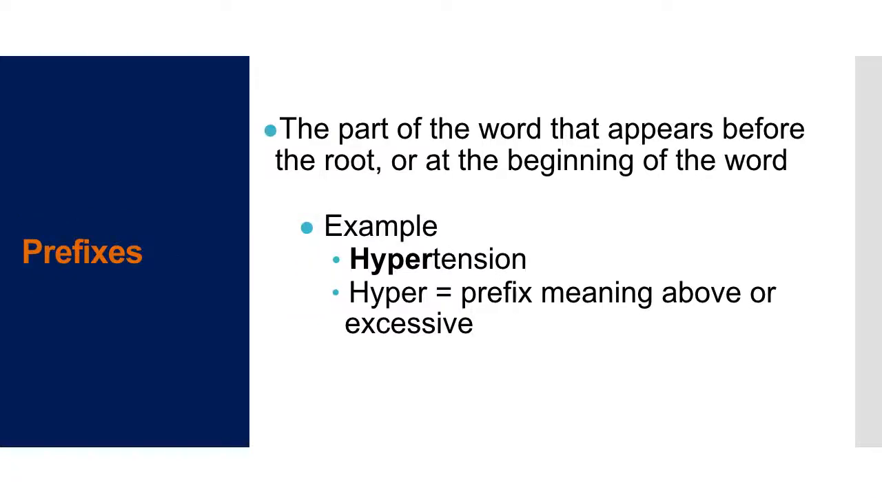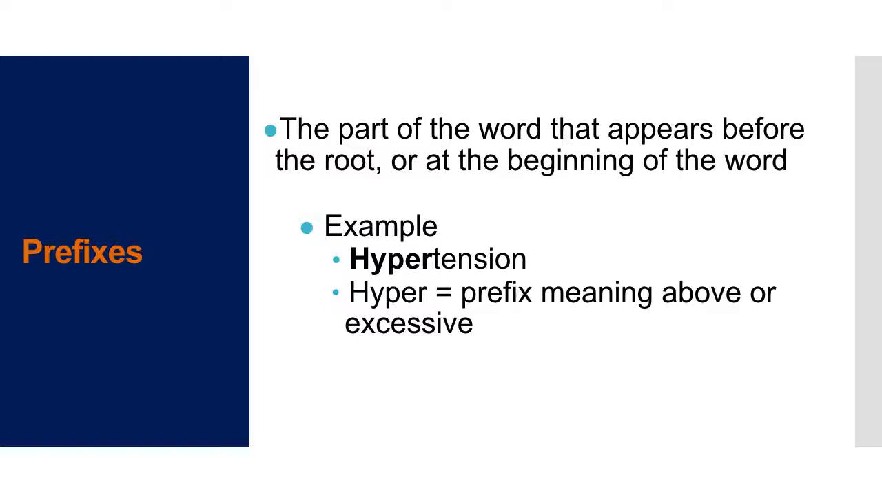So, the first part of the word is called a prefix. That is the very first part of a word, the beginning of the word, that gives an adjective or further, usually, describes what's happening with the root of the word. A great example that you're probably familiar with is hypertension. Now, hyper is the prefix in that term, meaning above or excessive.